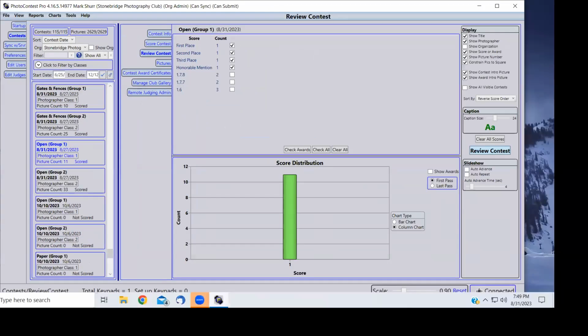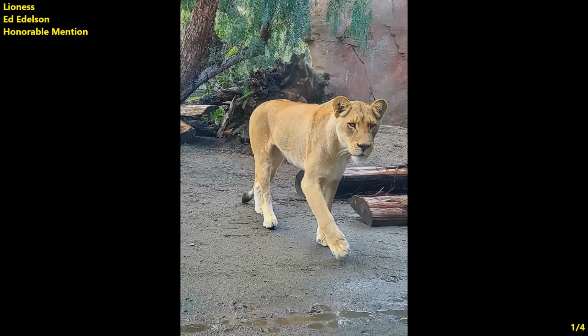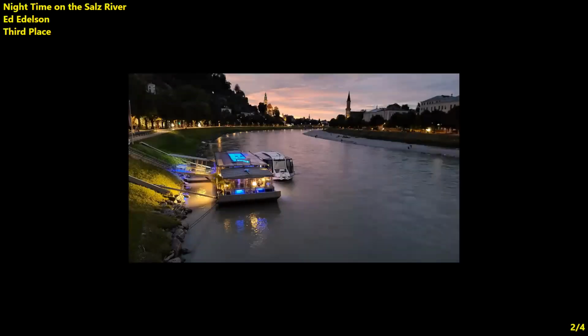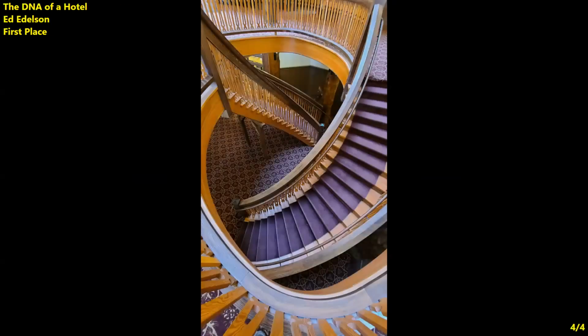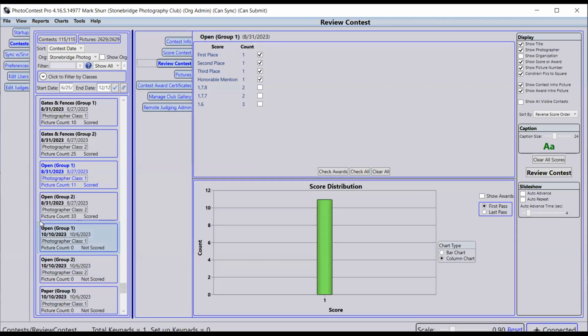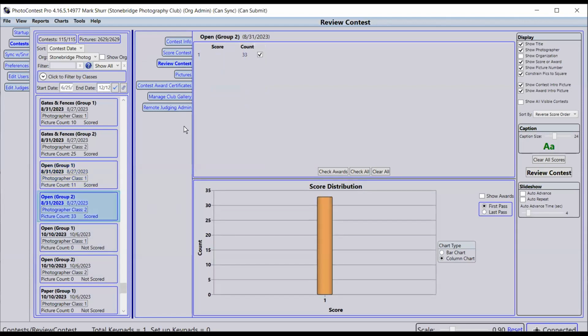Open group 1, honorable mention, Lioness, Ed Edelson. Very nice, Ed. Third place, Nighttime on the Souls River, Ed again, beautiful. Second place, She Works Hard for the Money, Diane, very, very nice. And first place, Ed again, DNA of a Hotel. All right, so now we're going to do open group 2.